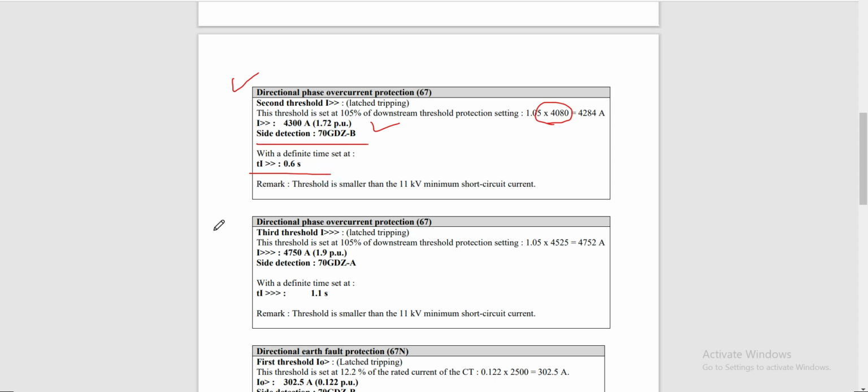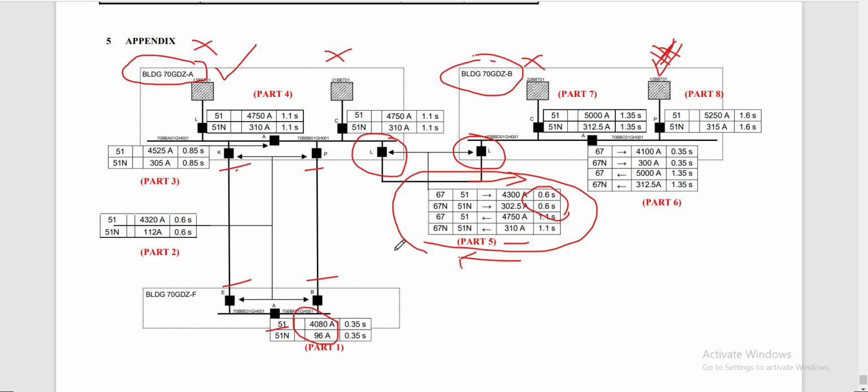Our third threshold is also being set at 105% of the downstream protection setting at 4525 ampere. Okay, so where we can find this 4525 ampere, let's go back here. Now we are on this setting from this bus coupler, this 4525 ampere, this one.